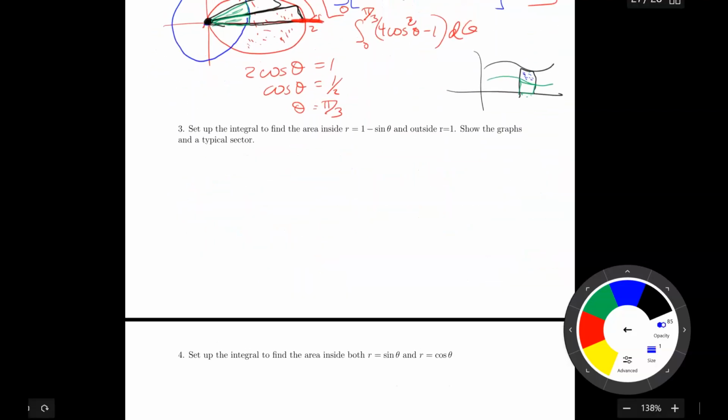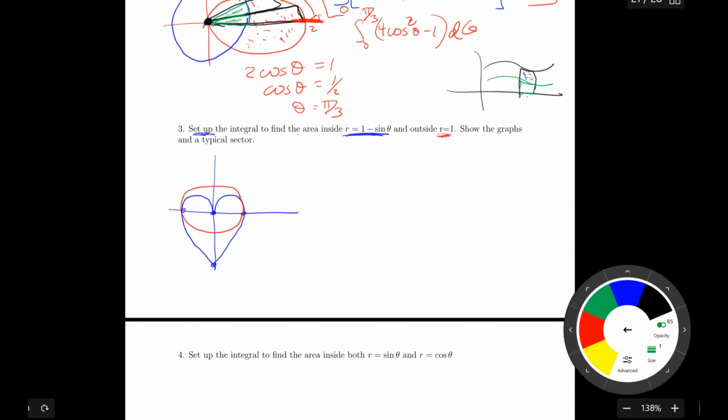Okay, so now let's do this one. Find the area inside. So I'm going to set up the integral only. Area inside this. So let's get a picture of what this is. It's a cardioid. So it's going to be 1 and 0 and 1 and down here. So quickly get the graphs by plotting a few points. Then I've got r equals 1, which is a circle centered at the origin. So radius of 1. So something like that.